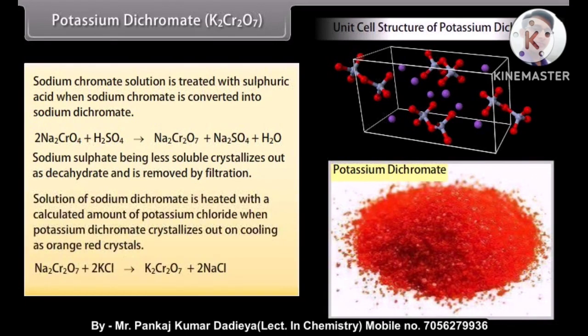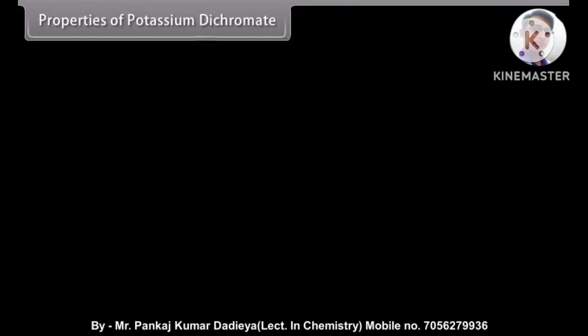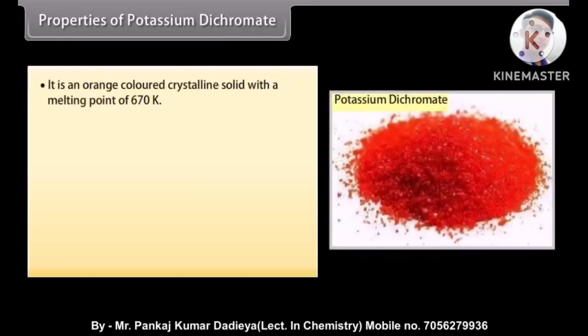Solution of sodium dichromate is heated with a calculated amount of potassium chloride when potassium dichromate, being much less soluble than sodium salt, crystallizes out on cooling as orange-red crystals. Properties of potassium dichromate. It is an orange-colored crystalline solid with a melting point of 670 Kelvin.